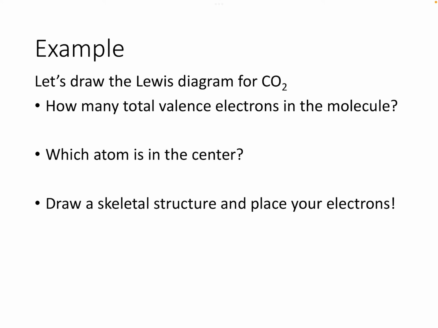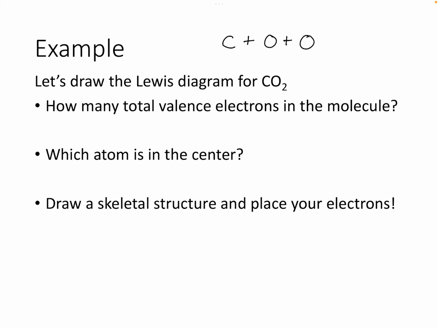Let's draw the Lewis diagram for CO2, which is carbon dioxide. So this is what we breathe out. We breathe in oxygen and we breathe out carbon dioxide. So again, the first thing we want to do is tabulate or add up all of the valence electrons for this molecule. So we have 1 carbon and 2 oxygens.